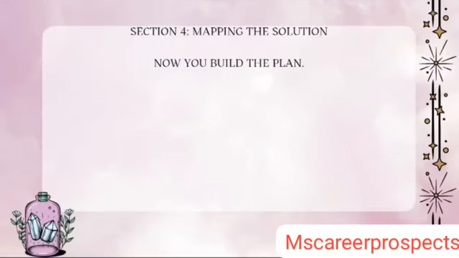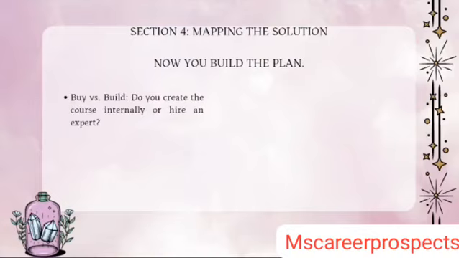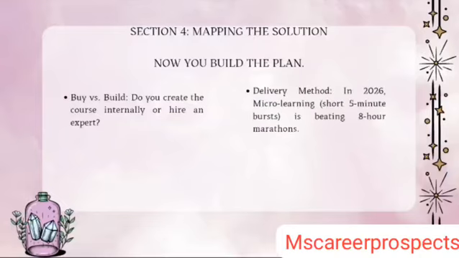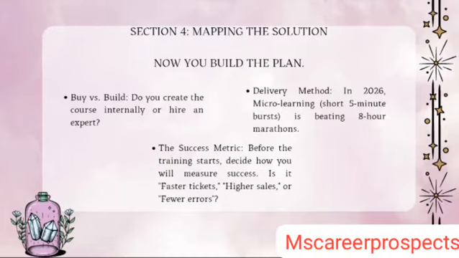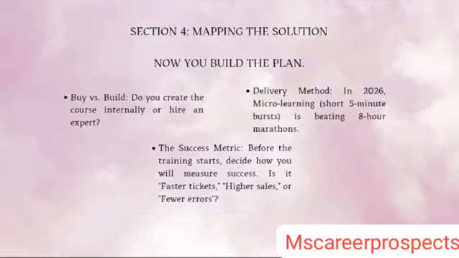Section 4. Mapping the solution. Now you build the plan. Buy versus build: do you create the course internally or hire an expert? Delivery method: in 2026, microlearning, short 5-minute bursts, is beating 8-hour marathons. The success metric: before the training starts, decide how you will measure success. Is it faster tickets, higher sales, or fewer errors?